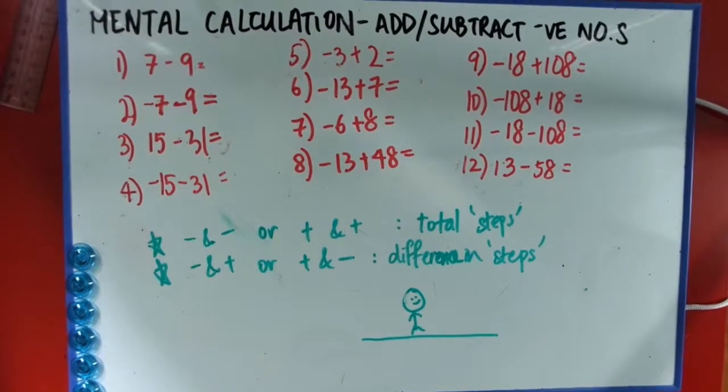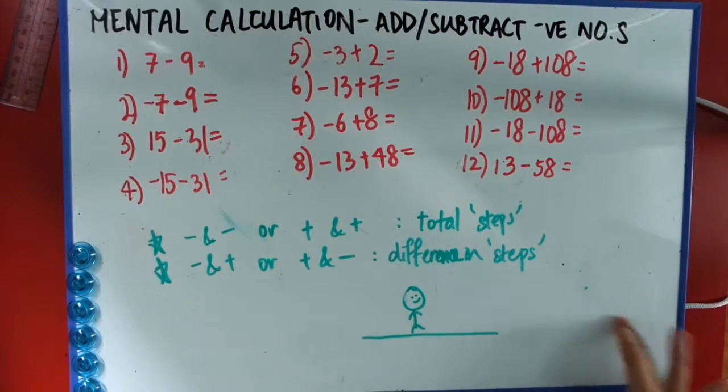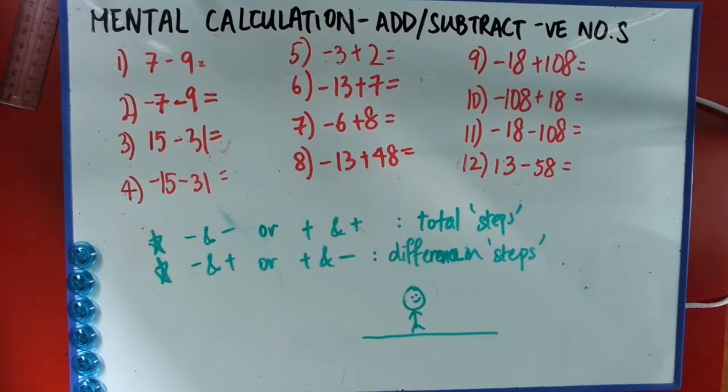Alright, so this is the second video on mental calculation. I'm talking about adding and subtracting negative numbers. It seems very trivial, like a very easy topic, but actually there's a lot to it. There's more than you think to it when it comes to the mental calculation part. So I will explain some of the techniques I use to do these problems.